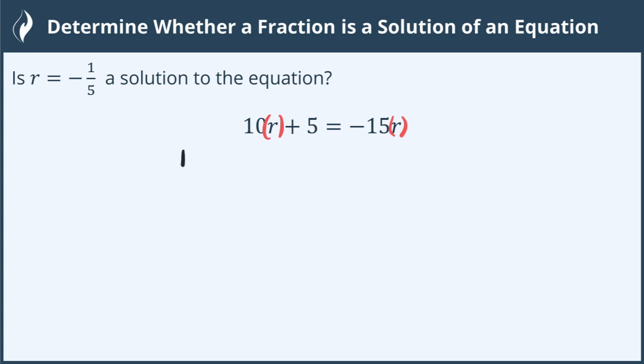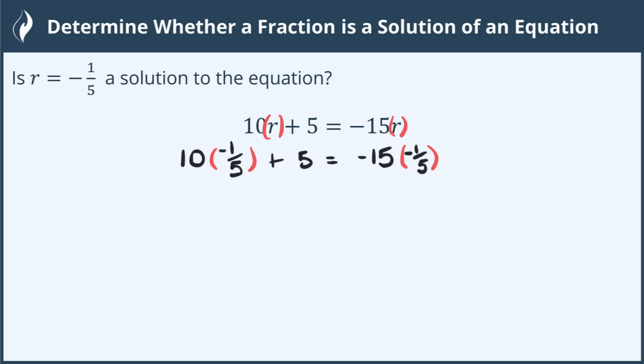So here we have 10, and don't forget these parentheses. 10 and r was given to us as negative 1/5. So we substitute it in. Plus 5 equals negative 15. And we have these parentheses to show us r is negative 1/5.